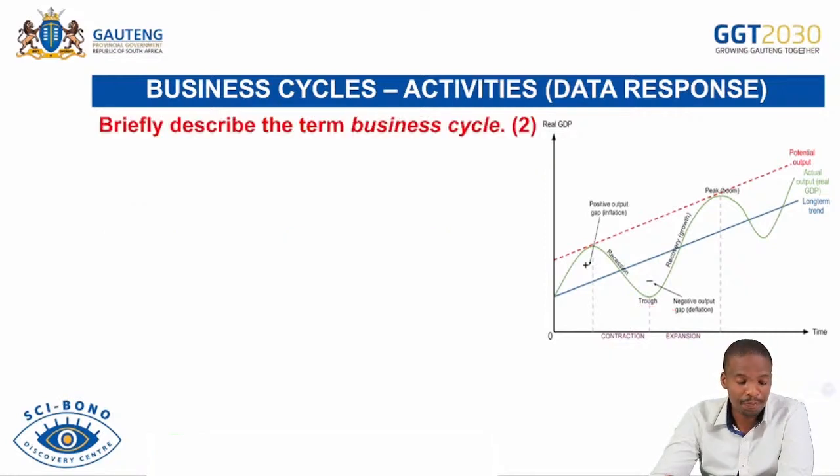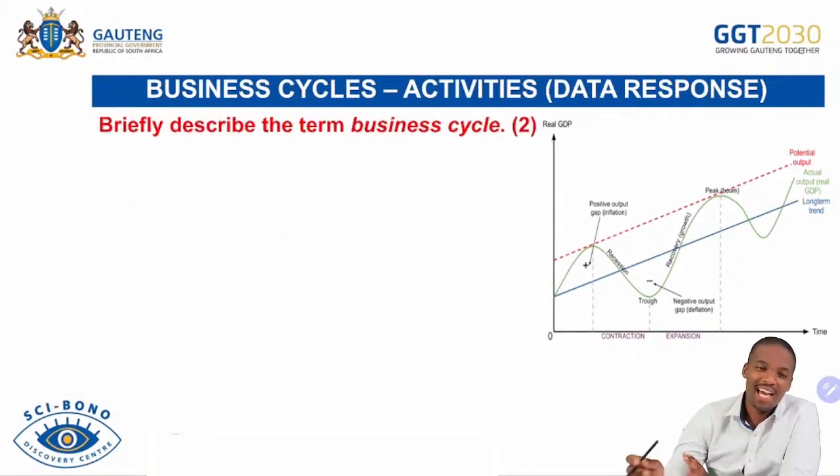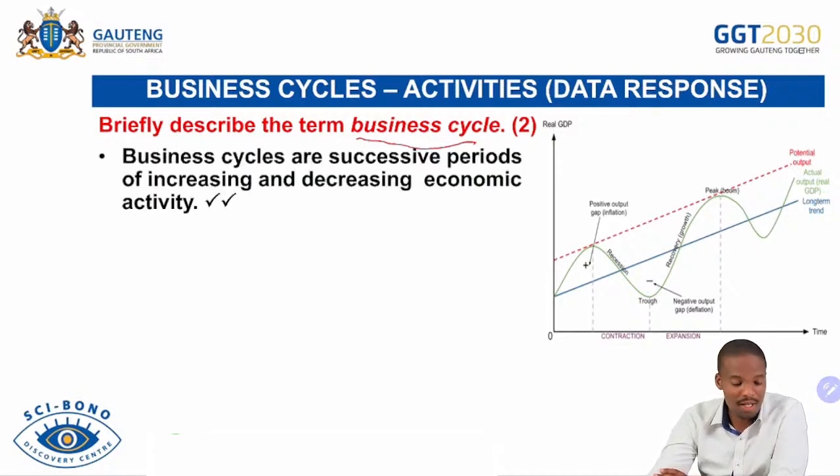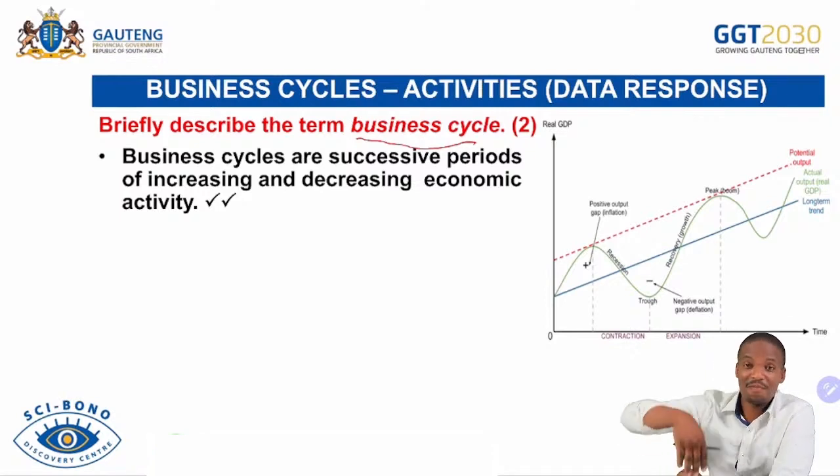The next question. Briefly describe the term business cycle. If you are listening carefully to our presenter, that is what she started with. So it is very important that you look at the economic concepts because they are going to be asked, economics learners. So business cycle is described as successive periods of increase or decrease in economic activities. That is the business cycle.